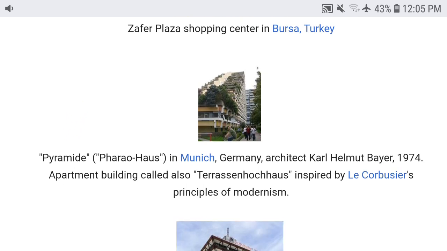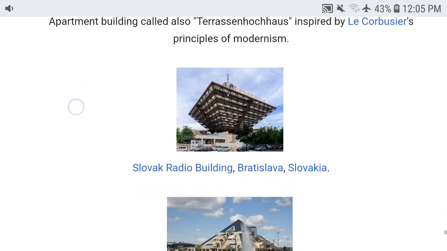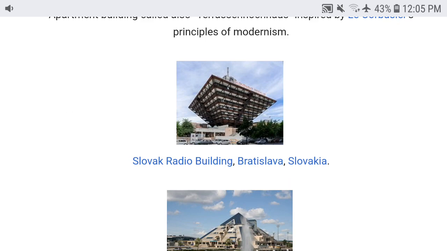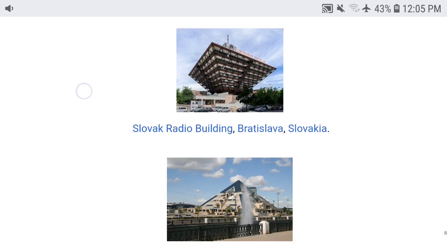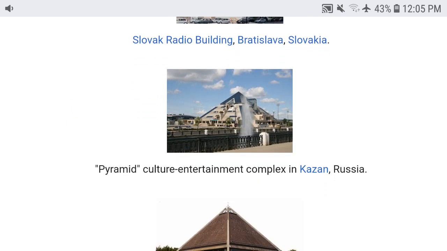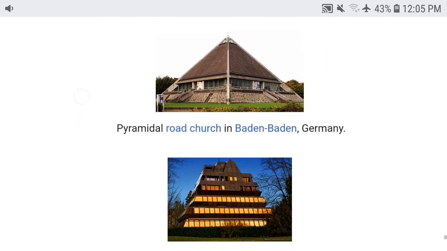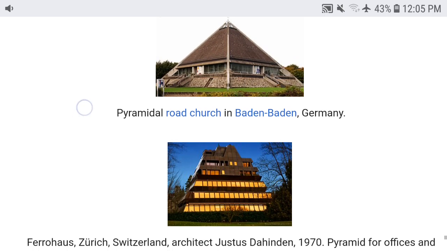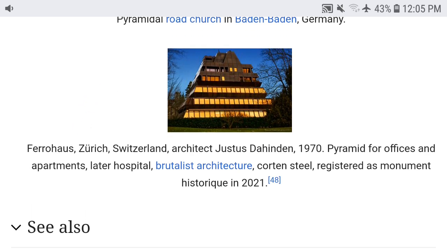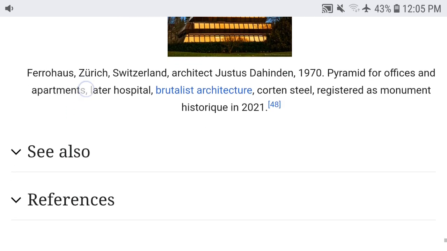Pyramid in Munich, Germany. Okay, that's Germany. And then this is also another one that is an inverted or upside down pyramid. Radio building. Oh, interesting. In Slovakia. Pyramid Culture Entertainment Complex in Kazan, Russia. Okay, this is in Russia, the one that I mentioned before. Pyramidal Road Church in Baden, Germany. That's Germany. And the last one will be here, Pharaoh House. Where is it? Switzerland. Okay, yeah, that's Switzerland, Europe, I think.